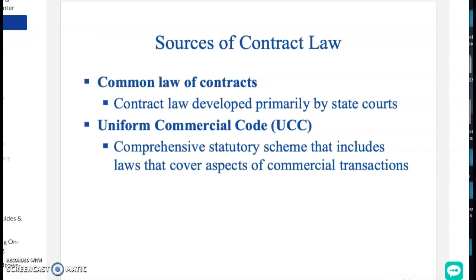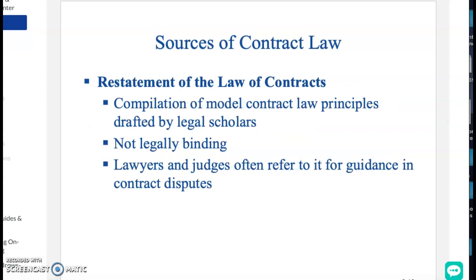Common law. We have two types of law, let's start there, that deal with contract law. Common law, which is developed primarily by state courts, is going to oversee any service agreements. The UCC is going to deal with anything with the sale of goods. The Restatement of Law is a compilation of model contract principles drafted by legal scholars. This is used as a framework of law by the states, but it is not the law that is binding within the state of California.